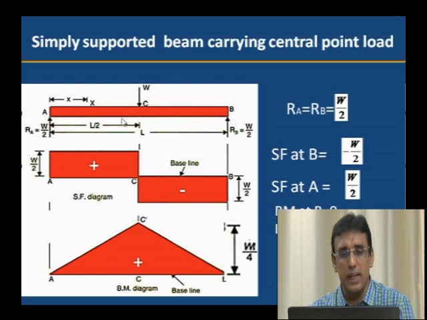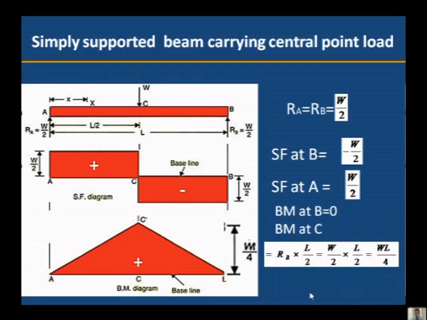Bending moment at C. C is the center point. If we want to calculate the bending moment at C, we have to multiply the force RB into distance L by 2. RB is W by 2 into distance L by 2. We will get WL by 4. WL by 4 is the bending moment at C. Bending moment at A will be 0.